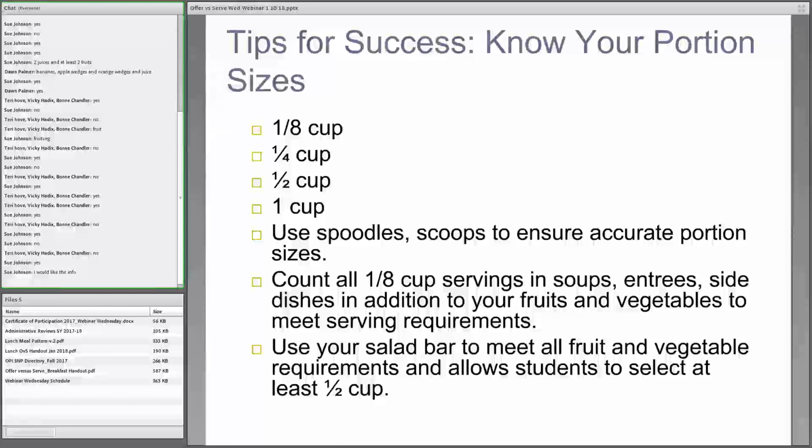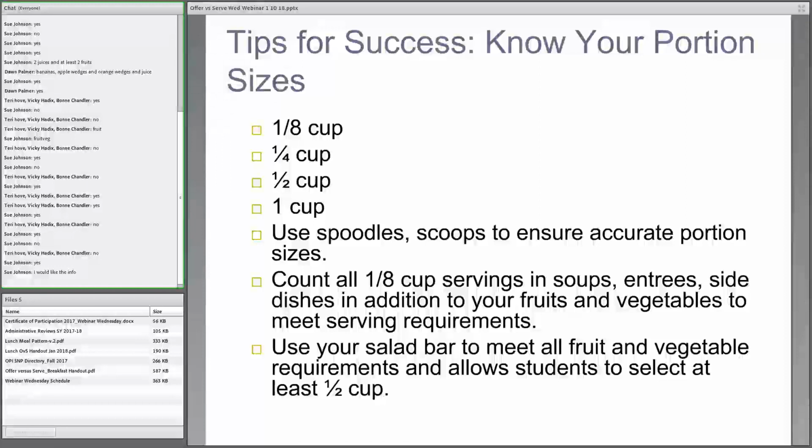One thing that I think offer versus serve can sometimes be confusing. So if you want some practice for you and your staff, it's really good to review portion sizes. Get out your spoodles and your scoops and some trays and practice scooping a 1/4 cup of canned corn or half cup of applesauce onto those trays so you all know what that looks like visually.